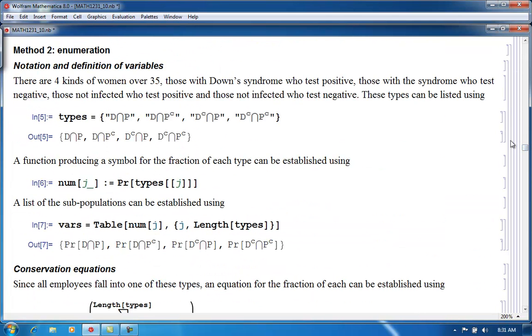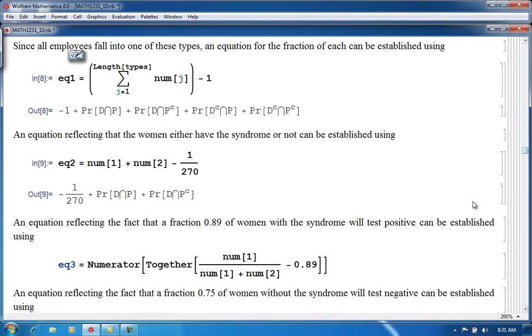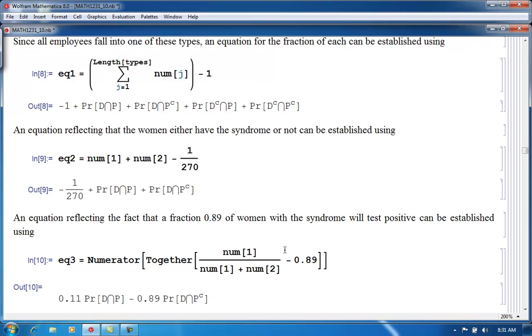What is that? Well, the fraction of women with the syndrome who test positive is that, and then we divide that by this number plus the fraction who don't have it that test positive, which is this number, and that number should be equal to this. Then we put all that together and take the numerator, because that has to be 0, and that gives us this equation.